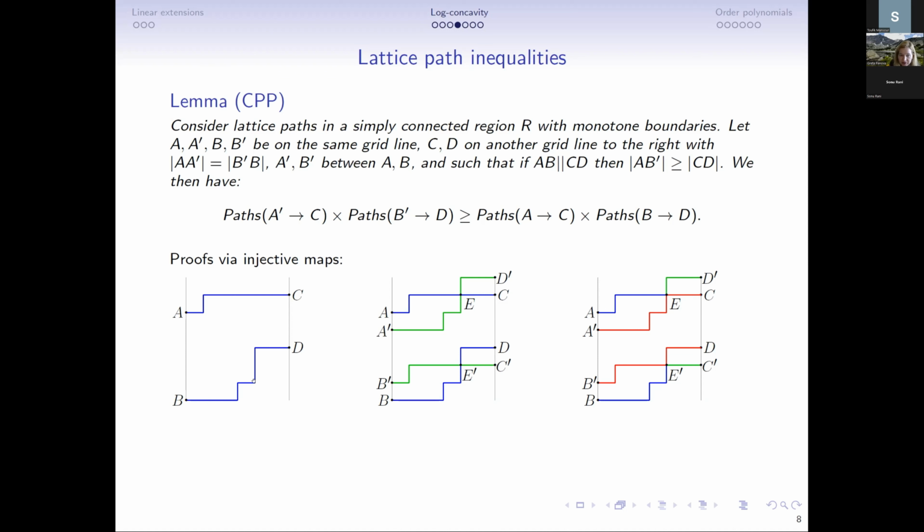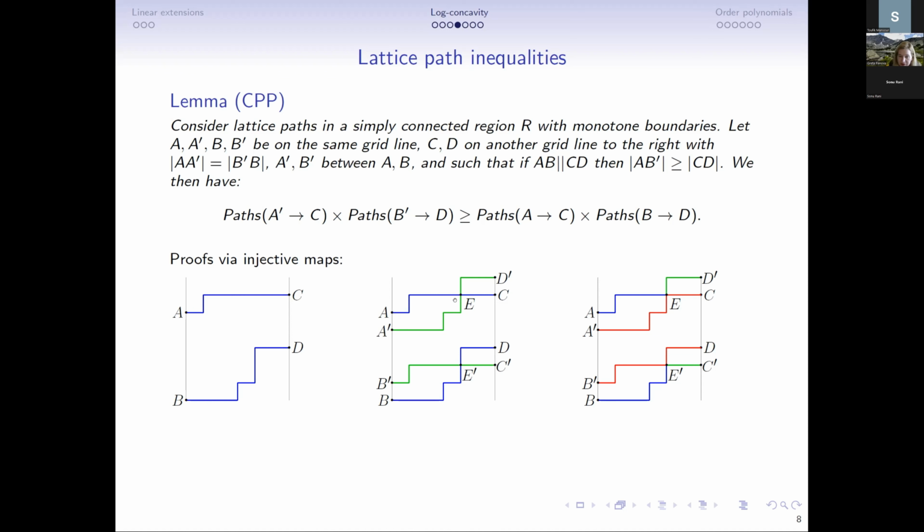What is the injection? The injection is that we have to slide vertically the lower path until it starts at point A prime here. Then we find the first intersection. So they're definitely going to intersect because of the conditions on how these points are situated with respect to each other. And here the point is that the A and B are farther out than A prime and B prime.